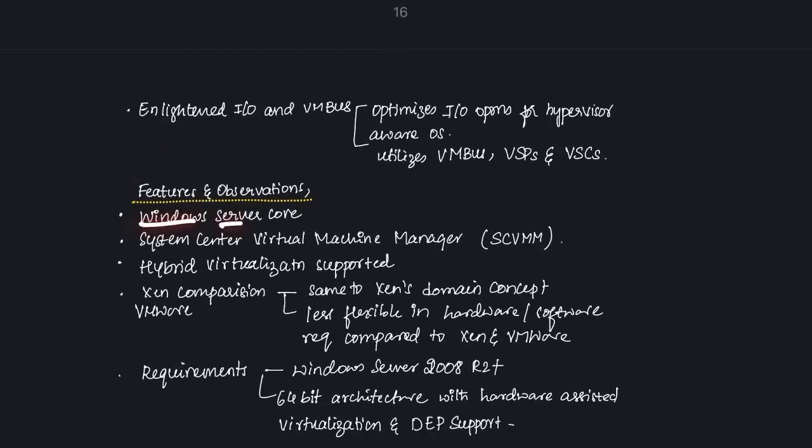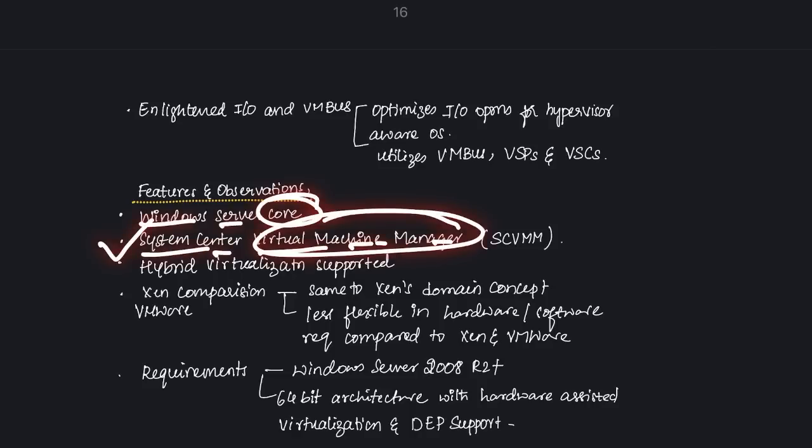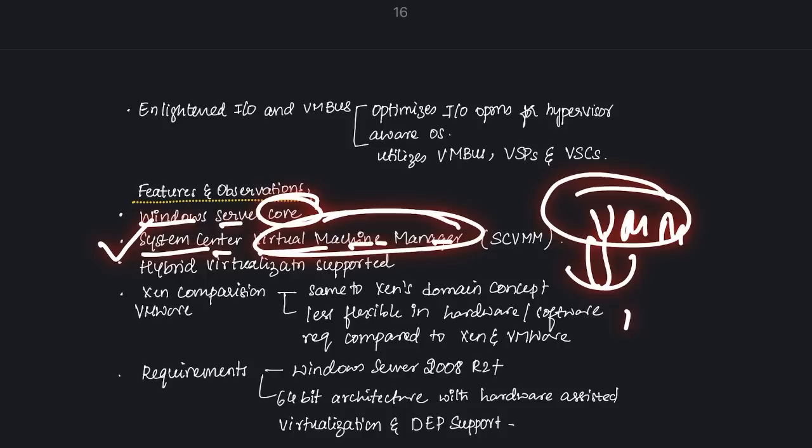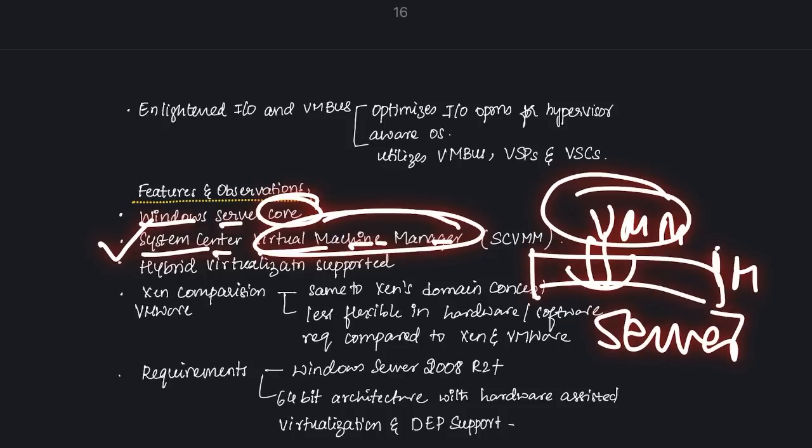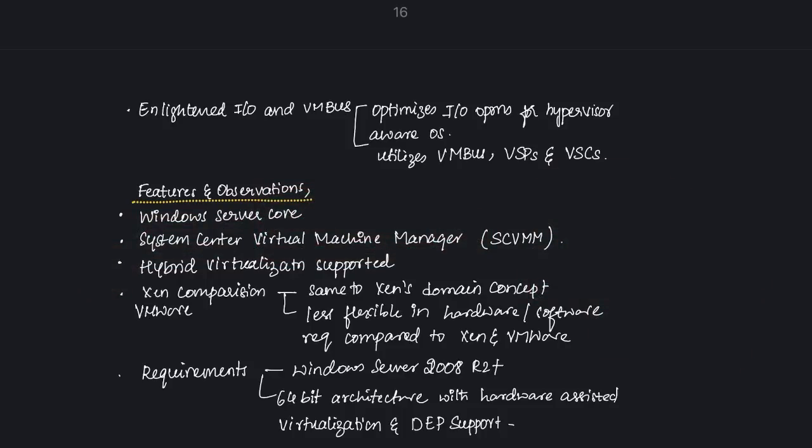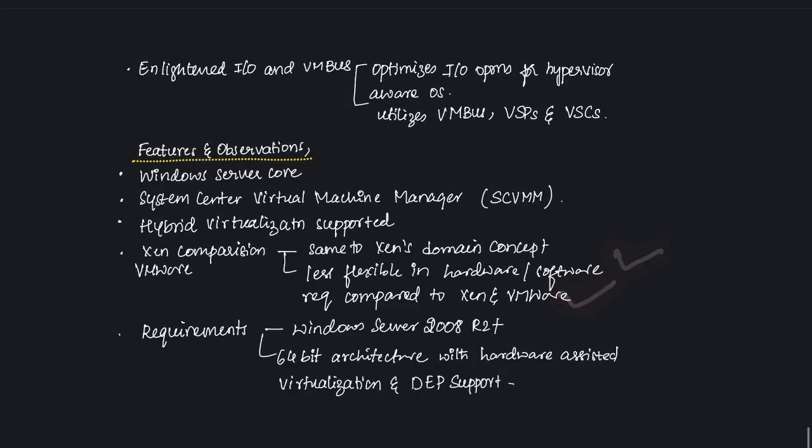So Windows Server will run as the core here initially. Then System Center Virtual Machine Manager will manage all the VM operations through the server, through the virtual machine which is provided. Then it will support hybrid virtualization, that is, it will blend both paravirtualization and full hardware virtualization. Paravirtualization can be seen in the parent-child partition model, which resembles Xen, and installation within an existing operating system aligns with VMware. So if you compare these two, we can say it is the same as Xen's domain model concept, and compared to Xen and VMware, Hyper-V is less flexible in hardware or software requirements.